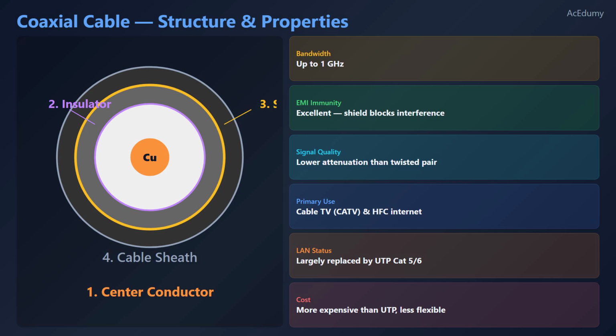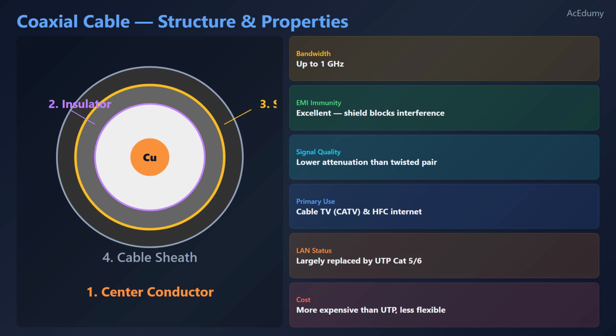Coaxial cable, or coax, is a transmission medium built for high-frequency signals. Its structure consists of four concentric layers. At the center is a thick, solid copper conductor that carries the data signal. Surrounding it is an insulating layer, usually plastic, that separates the center conductor from the outer shield. The outer shield is a layer of metal foil or braided mesh that serves as the return path for the signal and blocks external interference. Finally, a protective cable sheath covers everything.